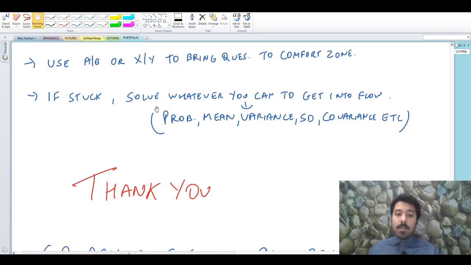And if you are stuck, then you need to solve whatever you can. So let us suppose you're in the exam and you look at a question and you don't know what to do, you are unable to recall anything. There are a few things that you can start solving. You can calculate the probability, the mean, the variance, SD, covariance. You remember the formulas, right? So just start solving, solve whatever you can. You'll get into the flow and you'll be able to slowly recall things one by one, and then you'll be able to solve. This will be your starting point. That's why I've told you this.